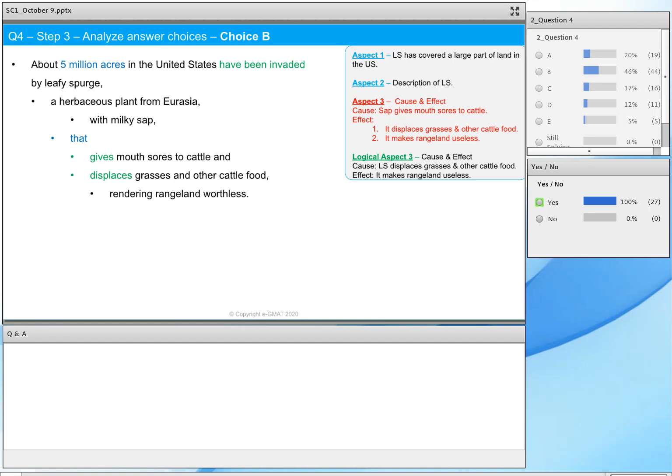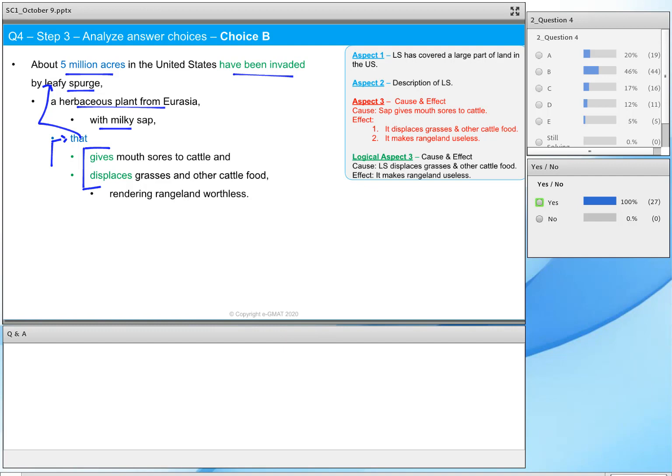For those of you who did not choose choice B: the sentence says 5 million acres in the United States have been invaded by leafy spurge. I agree to that. Herbaceous plant from Eurasia. Yes, this was there in the original sentence also. With milky sap. Yes, herbaceous plant contains milky sap. Now let's take a look at this "that." What is this "that" talking about? That gives mouth sores to cattle and displaces. So both these verbs are connecting to "that." So that must be talking about leafy spurge, because only leafy spurge displaces grasses and other cattle food.